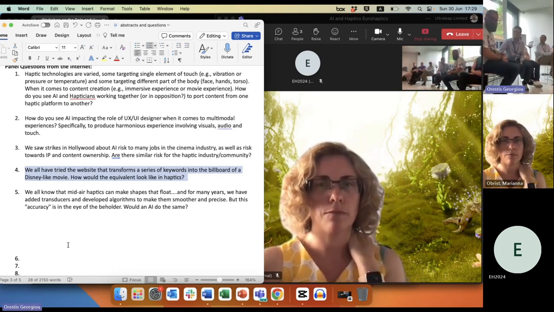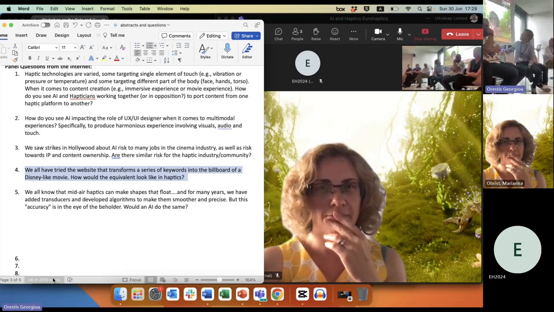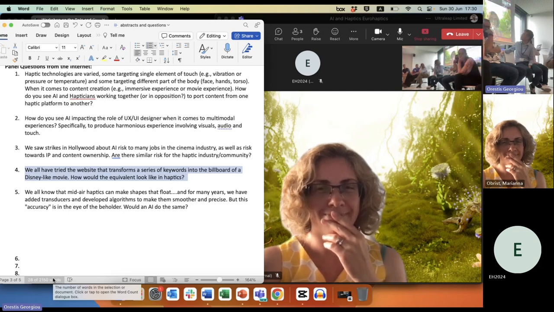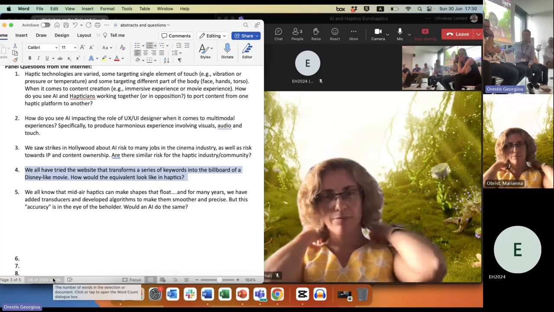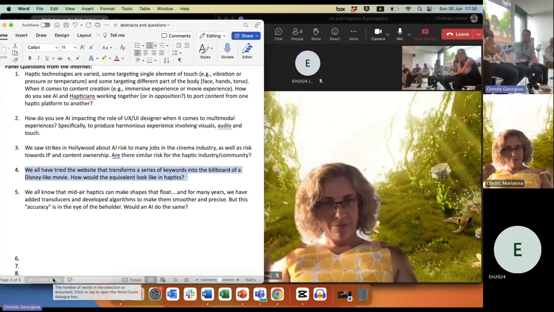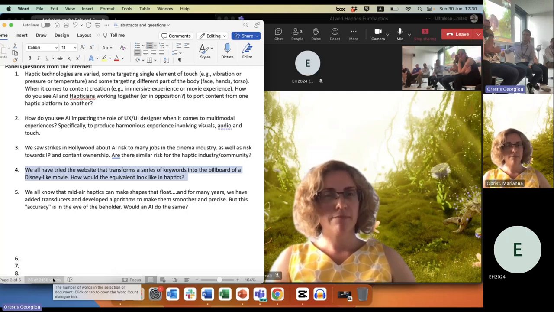Okay, we can try and do the last one, I guess, as well. So question 5. So we all know that media haptics can make shapes that float, and for many years we have added transducers and developed algorithms to make them smoother and more precise. But this accuracy is in the eye of the beholder. Would an AI do the same? So I feel this is an AI haptic engineer. Would they have done the same approach of making things more accurate in a similar sense?